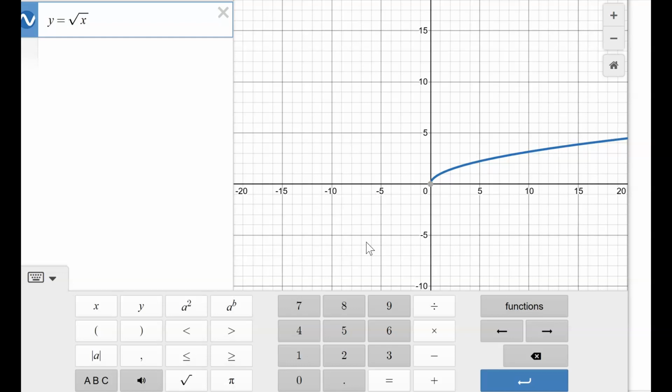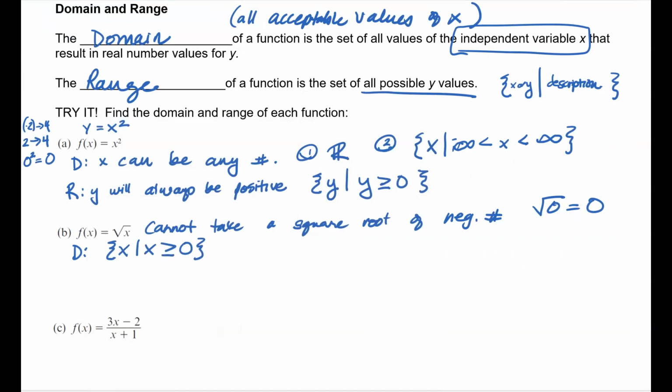Now let's look for y's. As we go for y, we look going vertically, moving up. There aren't any y's down here. The graph is not located where y is negative. The smallest y is also 0, similar to x. And as we plug in bigger x's, y gets bigger as well. So the range for this one is y has to be greater than or equal to 0. I'm going to write range: all values of y such that y is greater than or equal to 0.